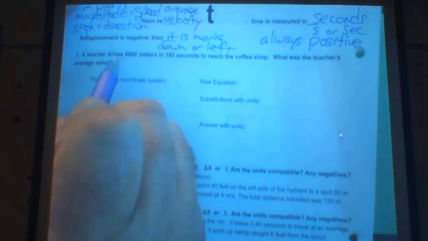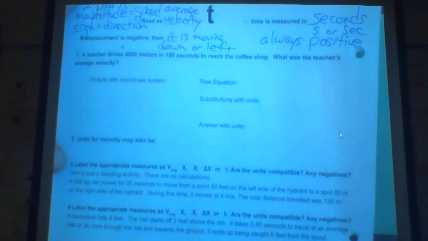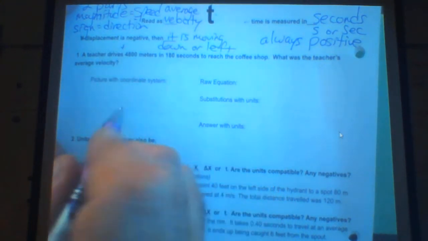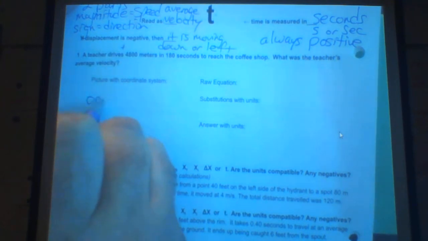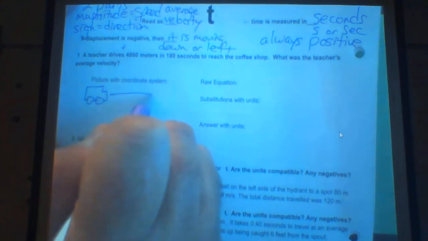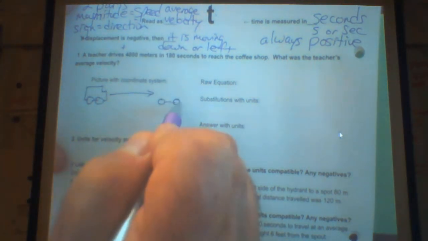Okay, so we don't have a symbol up front, we don't have a sign, so that means that we're going to assume that it's a positive. Positive means that it is going to the right. So here's the car in the original location, and it drives to the right to another location.